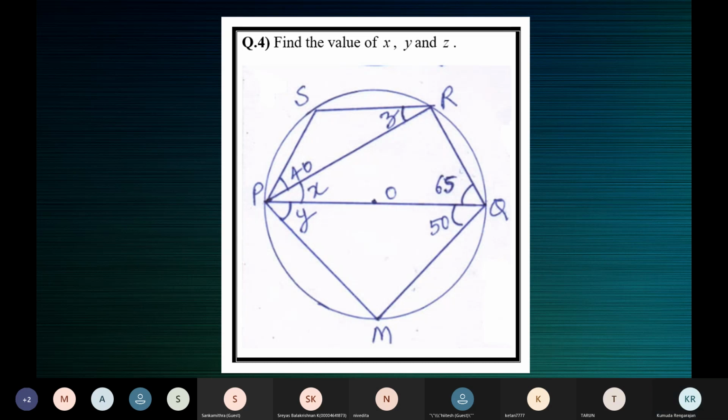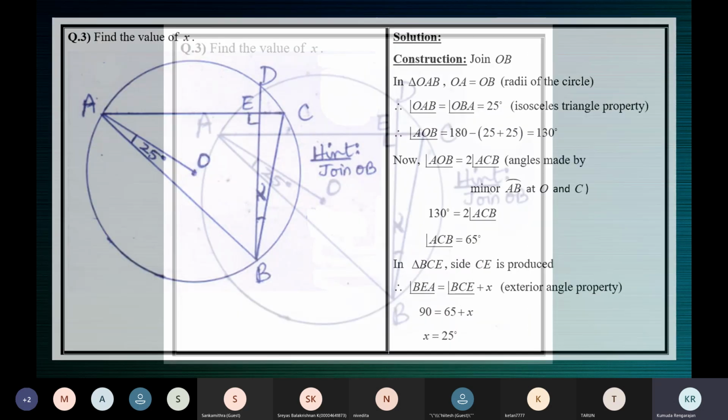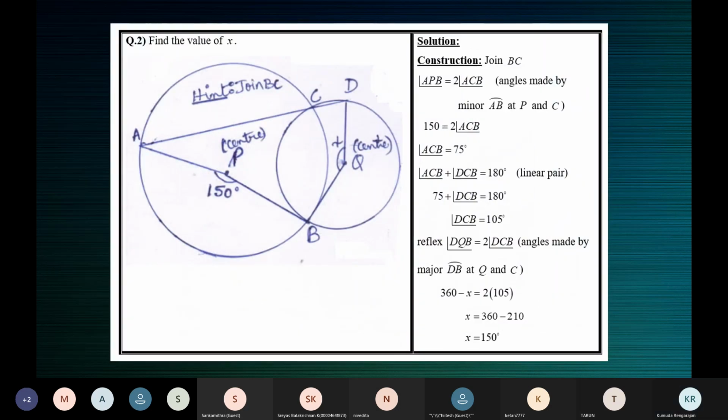There's the next one. Find the values of x, y, and z. So you can see that the chord PQ passes through O. When a point is marked O in a circle, it's understood that it represents the center of the circle. If some other letter is used and that is the center, that will be mentioned, like we saw in question number 2. In question number 2, the points were marked with the letters P and Q, but they represent the center of the circle. So that will be given to you.